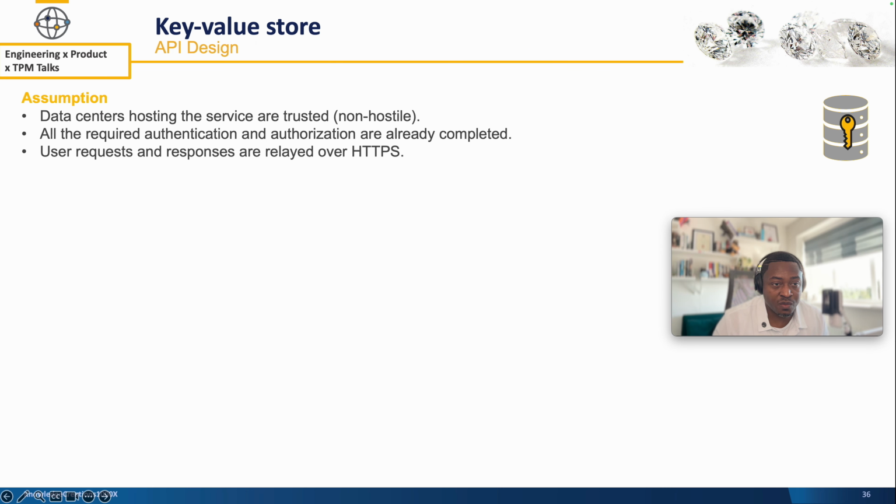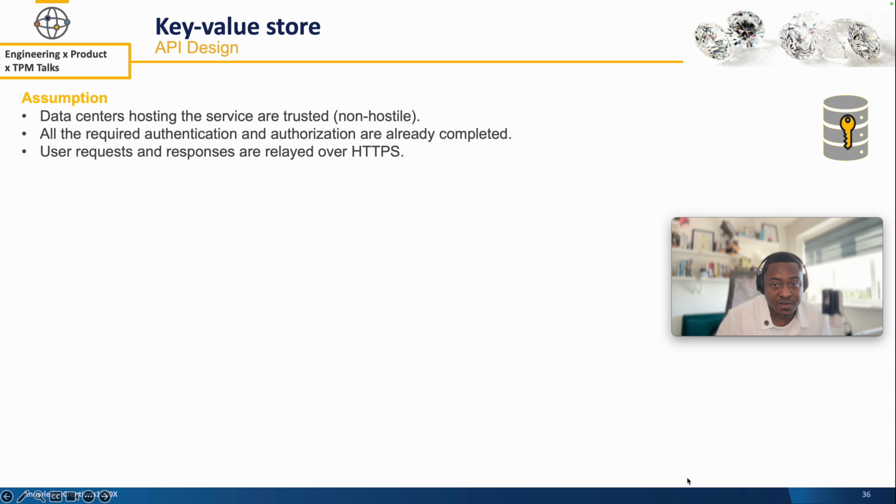So how are we going to design the key value store, right? So let's assume, first of all, some assumptions in terms of API design. First, we will assume that the data centers hosting the service are trusted, non-hostile, just to simplify the design. We will assume that all the required authentication and authorization are already completed, because that introduces elements, API gateways, etc. We'll also assume that user requests and responses are relayed by HTTPS, because the other things we could use are WebRTC, gRPC, there are other methods.